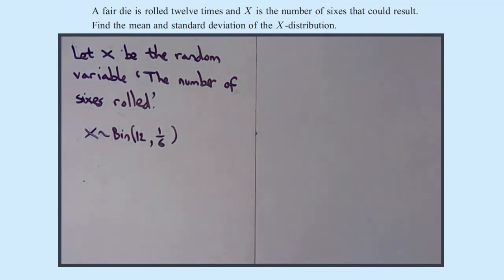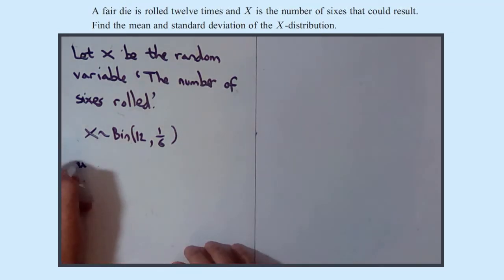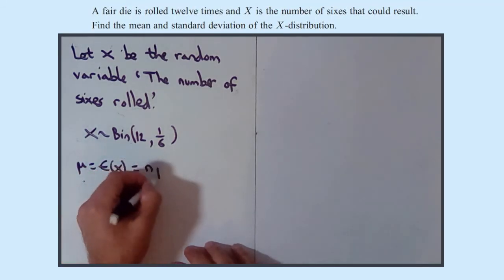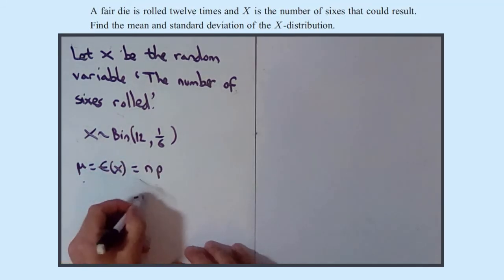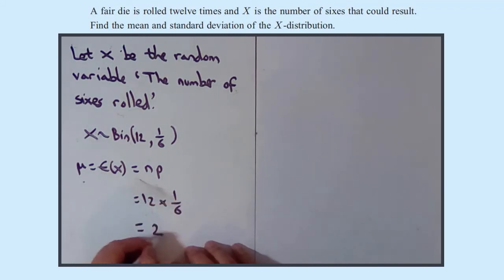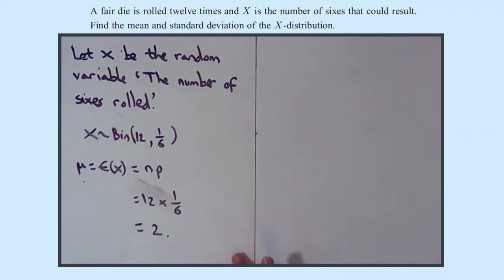So now we have been asked for the mean and the standard deviation. Well, the mean, which is mu, is E(x), which is np. So that must be 12 times 1/6. 1/6 of 12 is 2. So your best guess, or your mean over a long time of repeating this experiment many times, is that you would expect 2 sixes every 12 rolls.